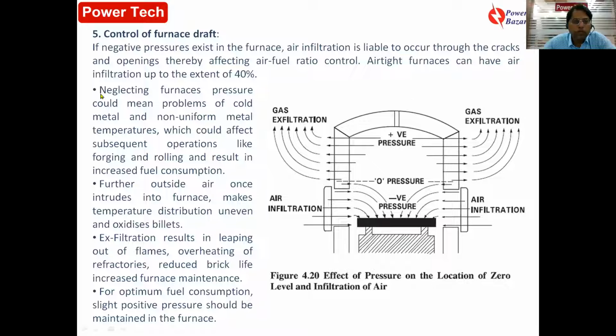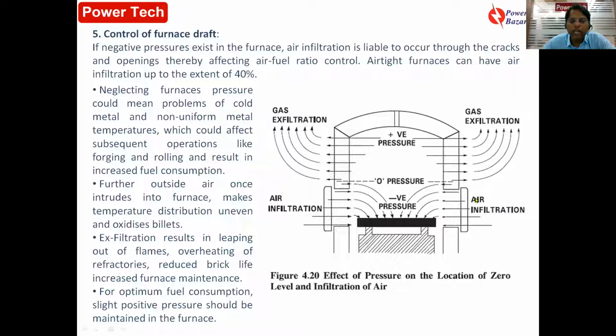Now, what will happen? Let us say it is in negative pressure. If it is negative pressure, the outside air will come. There will be some opening in the furnace, and the outside air will come in through the opening because it is in negative pressure. This outside air is basically low temperature air. So more air will be coming, which will give rise to excess air, due to which excess dry flue gas loss will happen.